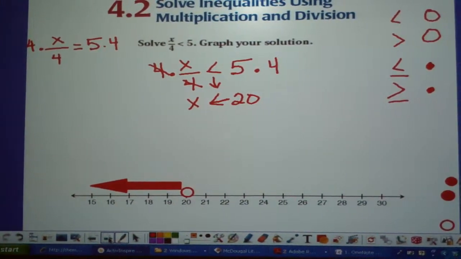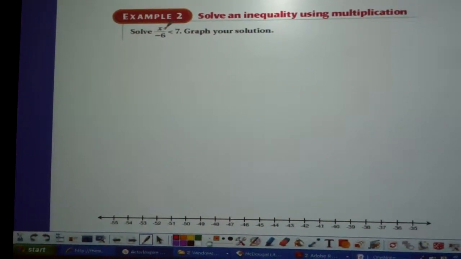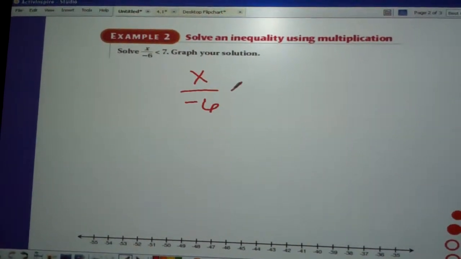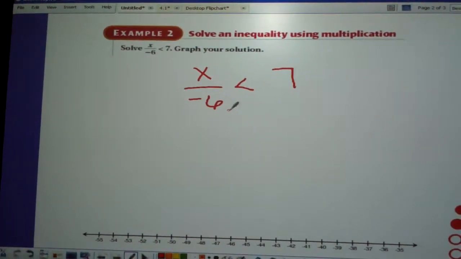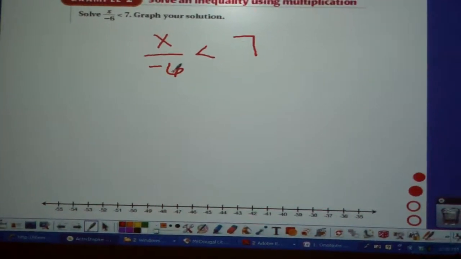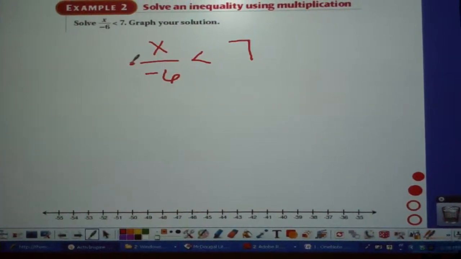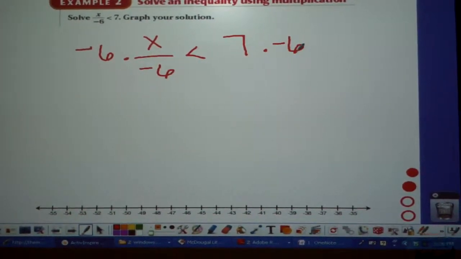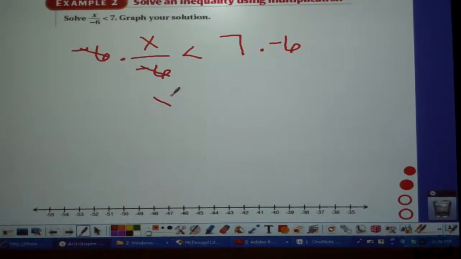Okay, let's go to the next one. Again, we have x over negative 6 is less than 7. And this is where you're going to see one of the little tricks come into play. x is being divided by negative 6, so we want to do the inverse operation, which is multiplication. So we're going to multiply by negative 6 on both sides. Again, these two are going to cancel out, leaving the x.